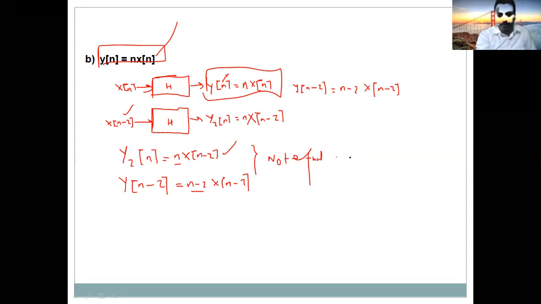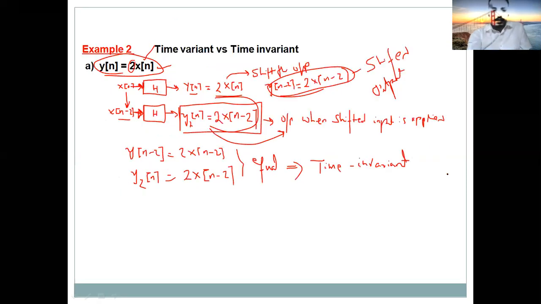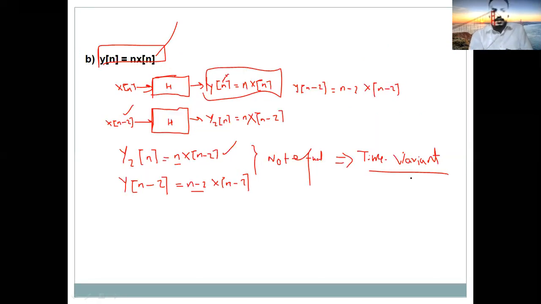So what is the system? The system is time variant. Not time invariant, but a time variant system. Some systems' behavior and characteristics depend on time. So some systems can be time variant, like this. This multiplier, the n times x of n system, is a time variant system.